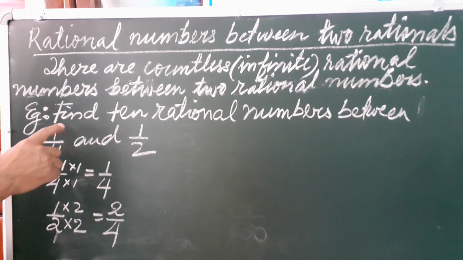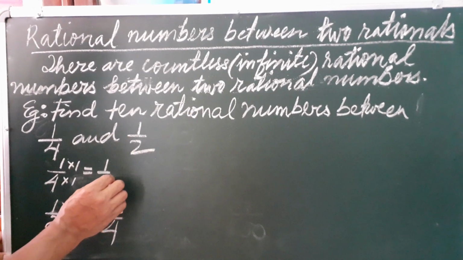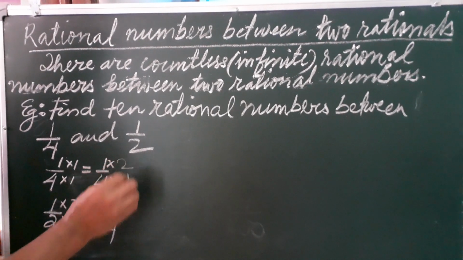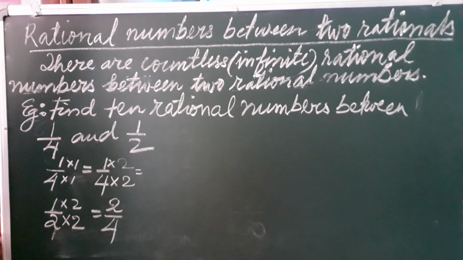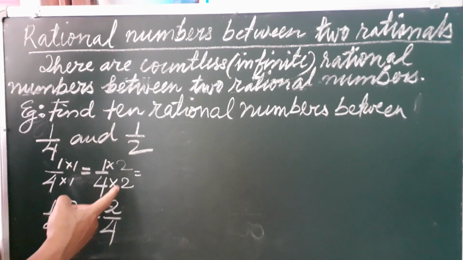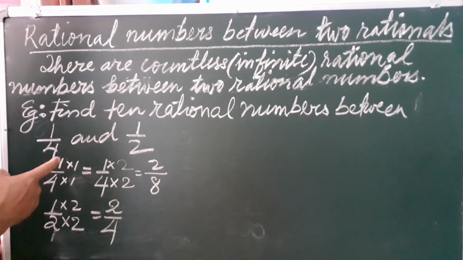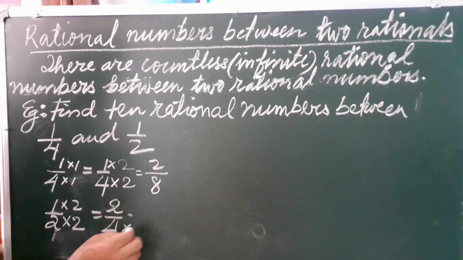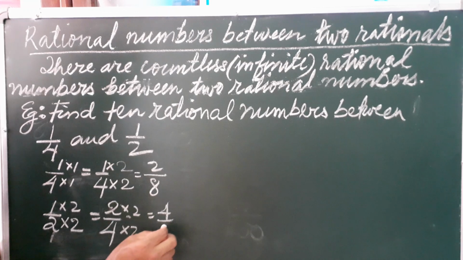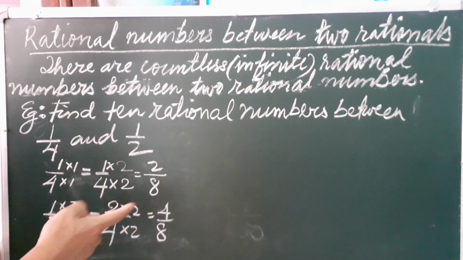We are going to find 10 rational numbers between these. Again, to get an equivalent fraction, you multiply the numerator and denominator by the same number. Let's multiply by 2, then 8. You'll get 2 by 8, which is the same as 1 by 4. Here you'll get 4 by 8. But between 2 and 4, there is only 1. So you have to keep on increasing.